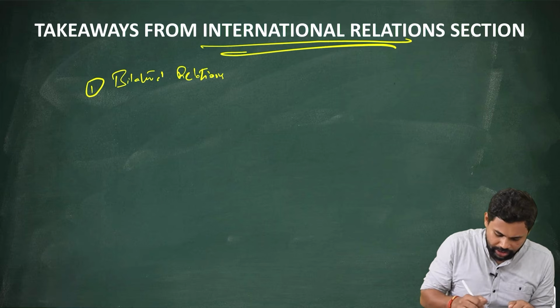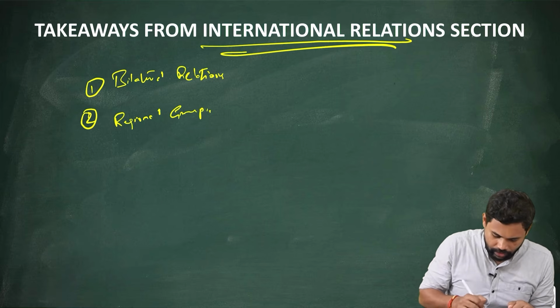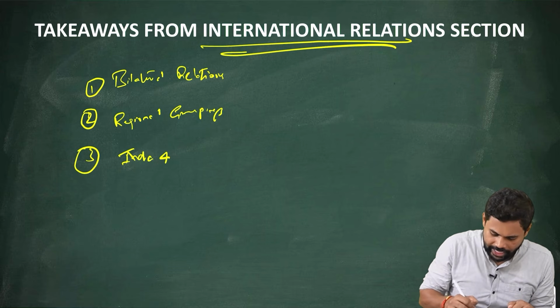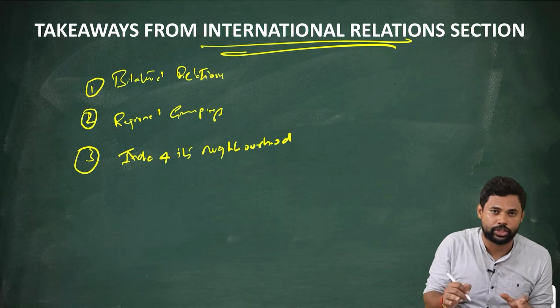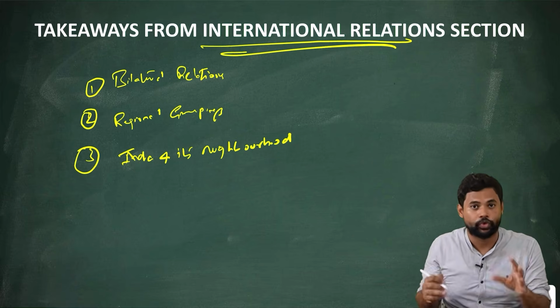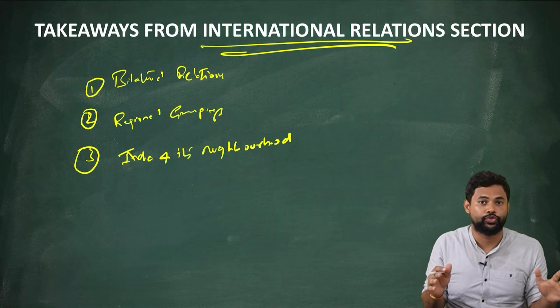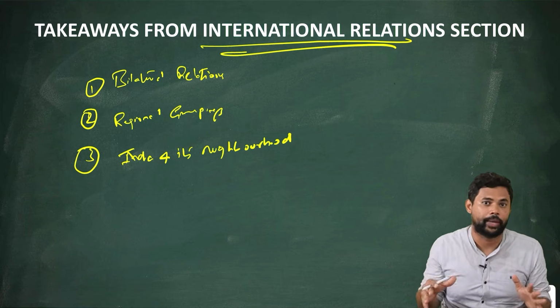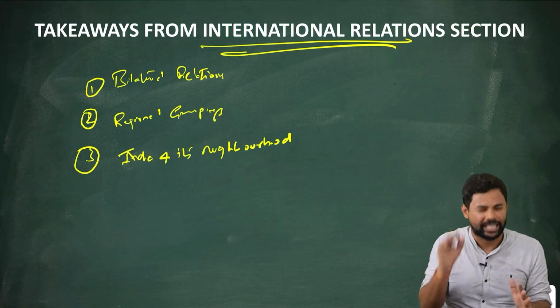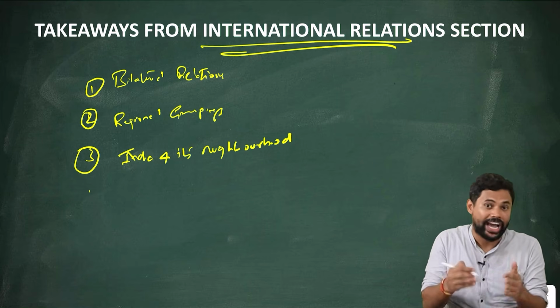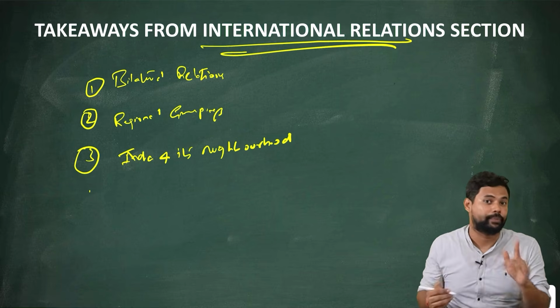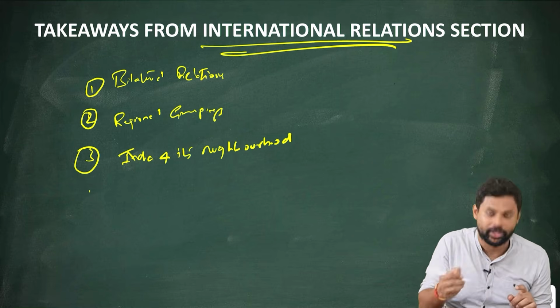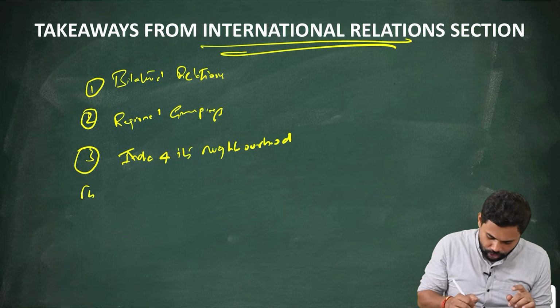The second is regional groupings. The third is India and its neighborhood. See, India and its neighborhood can come within bilateral relations only, but I am putting it separately because if you go back beyond the last 2 years, there will always be one question on India and its neighbor. Either India-Sri Lanka or India-Bangladesh, they keep asking one question on India and its neighbor. So I have to prepare it separately. That's why I'm putting it as a separate theme. So the third one is India and its neighborhood. The fourth one is geopolitical grouping.